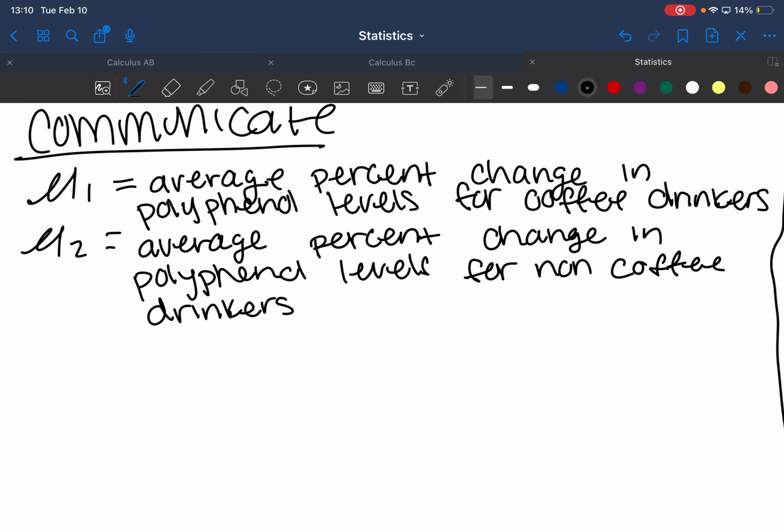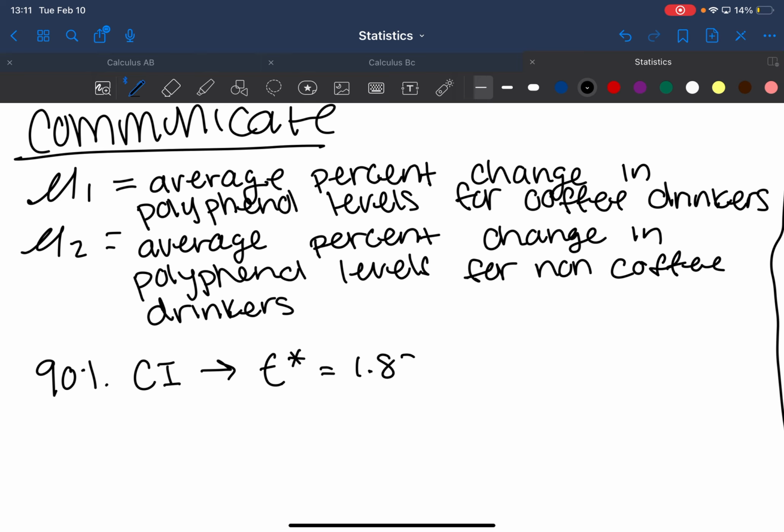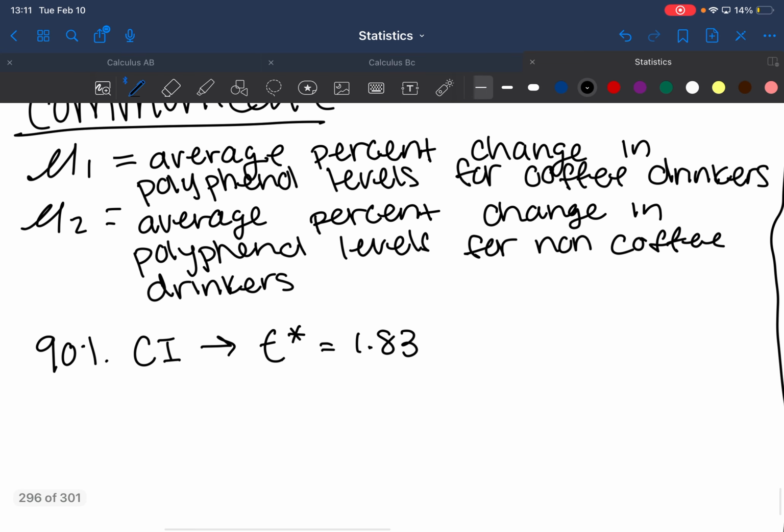Okay, then since it's a confidence interval, we're going to establish that this is a 90% confidence interval, which means we could calculate our T star value to be 1.83. And remember you would do that by going under probability distribution and clicking on T distribution and typing in your confidence level. Okay. What else do we need for the communicate part?